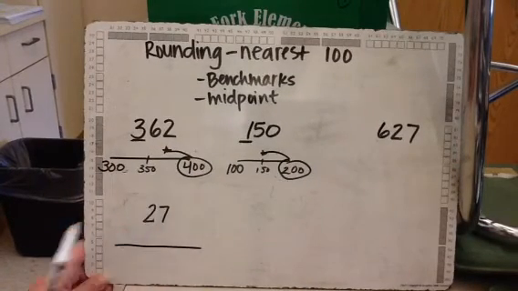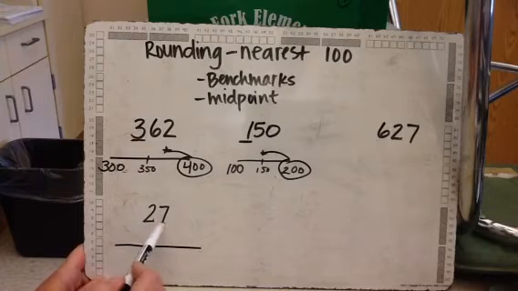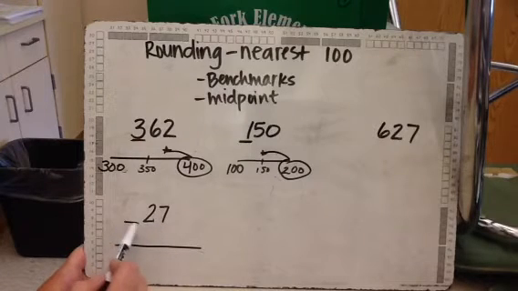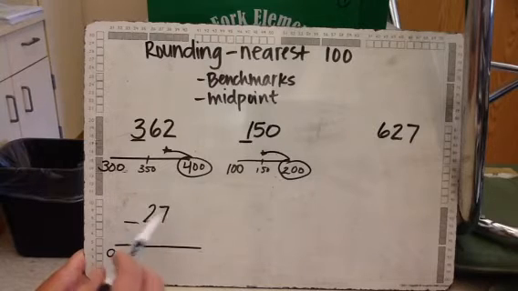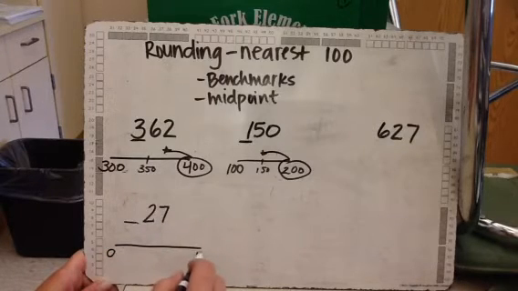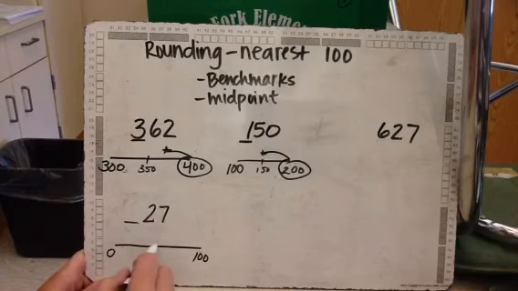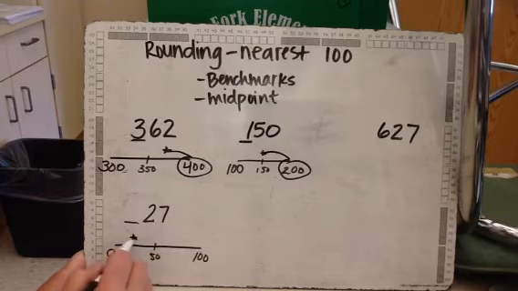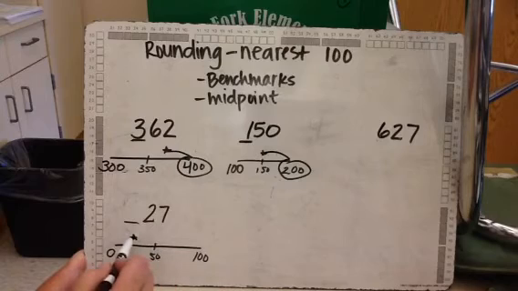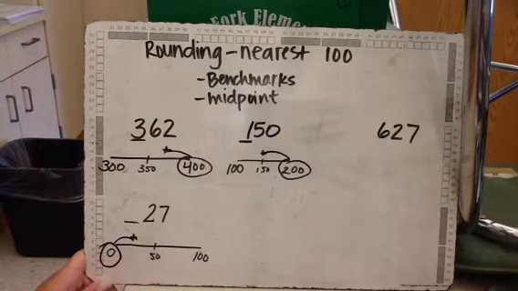Let me do this example down here for you. This one can be a little tricky sometimes. 27. Remember this is hundreds, tens, and ones, so 0 hundreds right now. So my first benchmark is actually 0. The next 100 is going to be 100. My midpoint is 50. And then my number 27 is about right here. So it's before the midpoint, so it's going to round actually to 0.